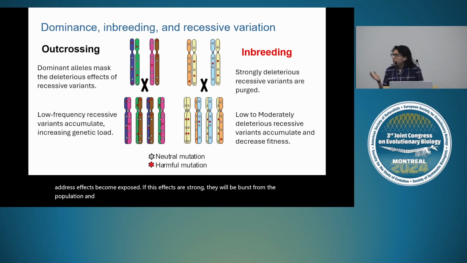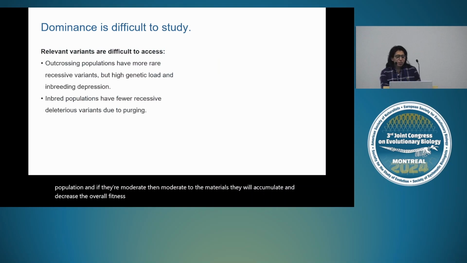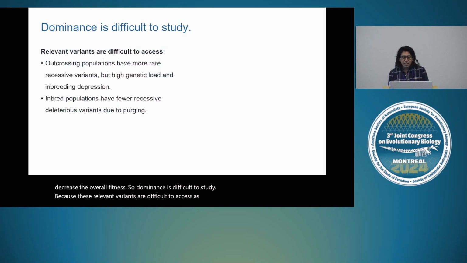And if they're moderately deleterious, they will accumulate and decrease the overall fitness. So dominance is difficult to study because these relevant variants are difficult to access, as outcrossing populations have more rare recessive variants but have high genetic load and inbreeding depression, whereas inbred populations have fewer deleterious variants due to purging.